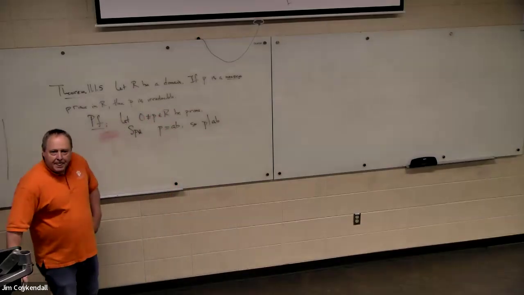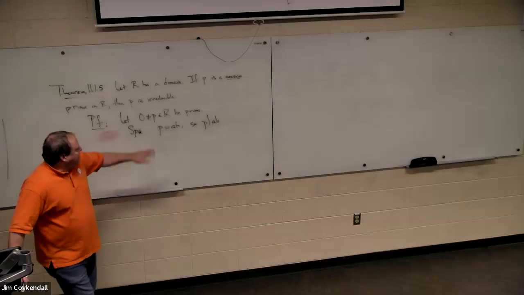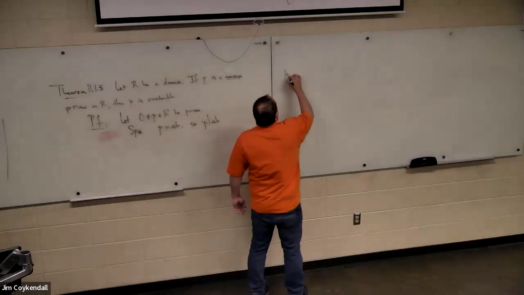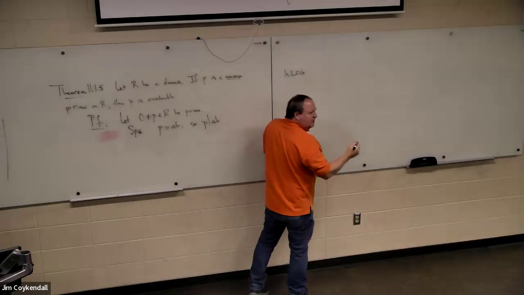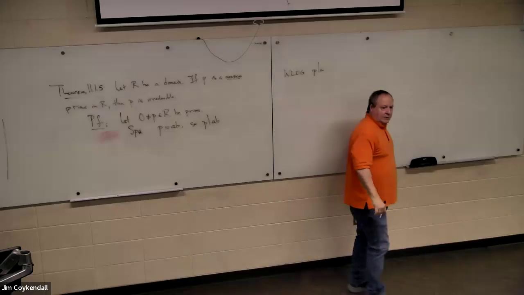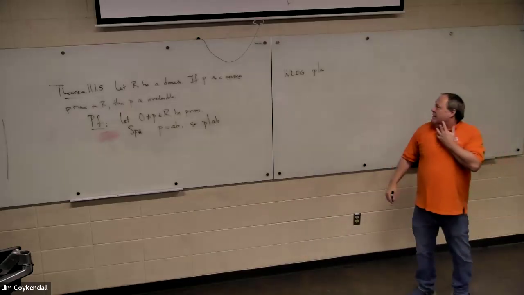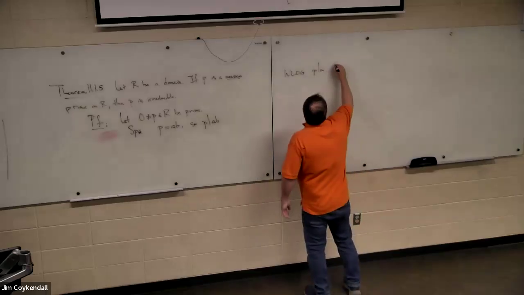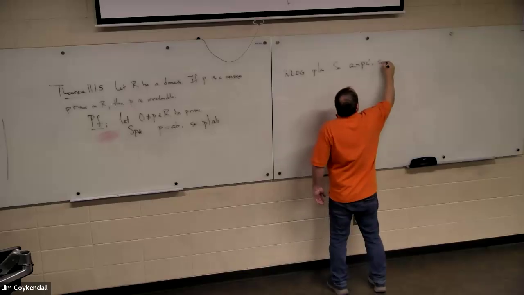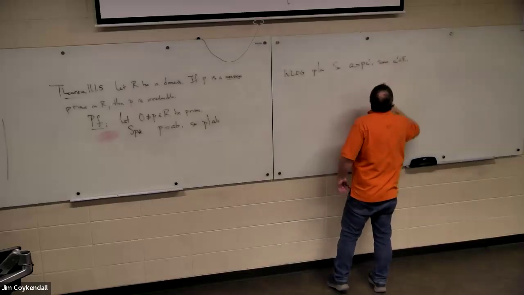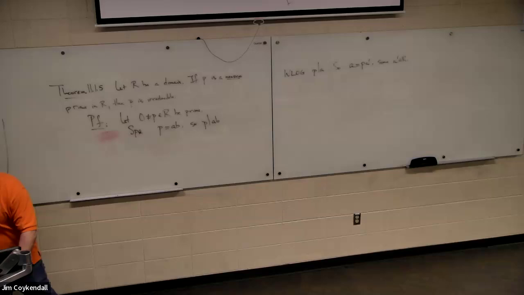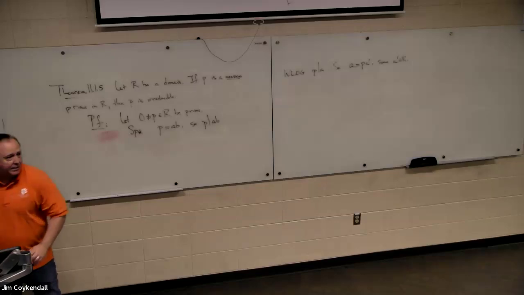Now, what do I know about P? It's prime. So that means it has to divide one of those two, right? So without loss of generality, it has to divide either A or B. We'll say that P divides A, which means that A is equal to P A prime, for some A prime.